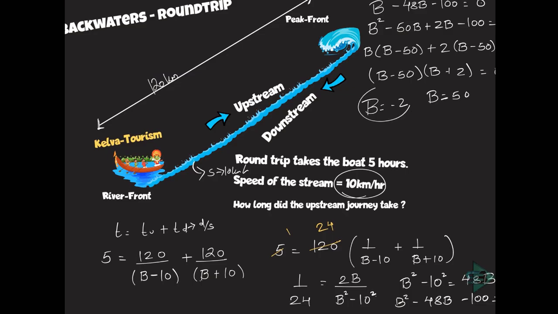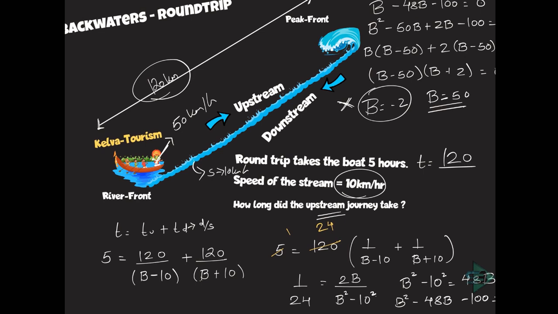Now speed of the boat cannot be negative. So obviously B is equal to 50. Once I get B, that's where I started. I know B now, speed of the boat is equal to what? 50 kilometer per hour. What am I supposed to find? How long did the upstream journey take? So time is equal to distance upon speed. The distance for upstream is 120 upon speed.